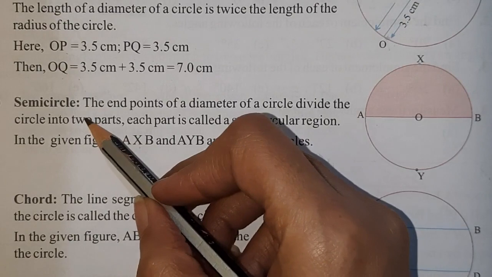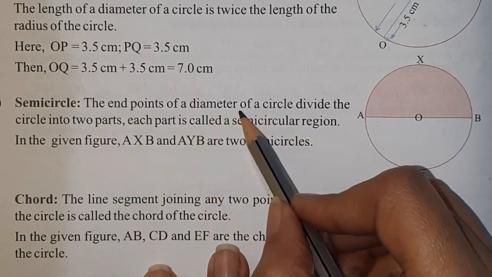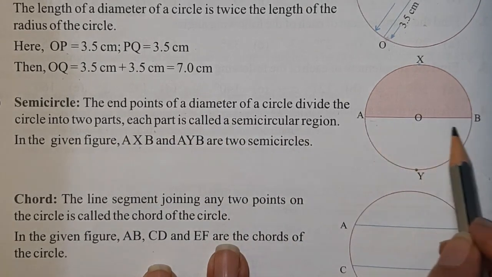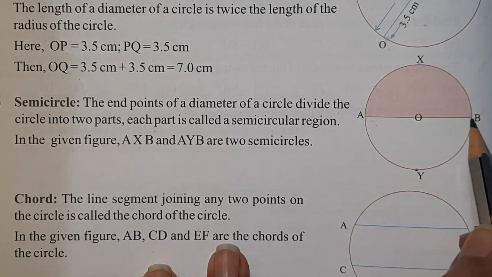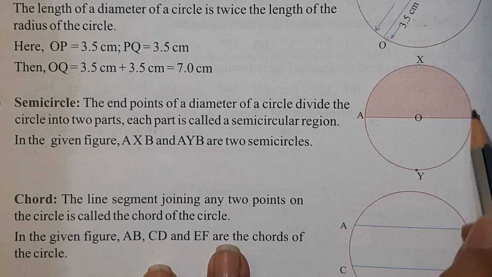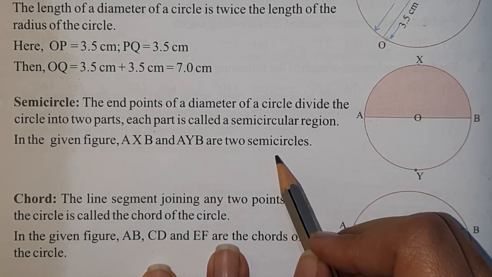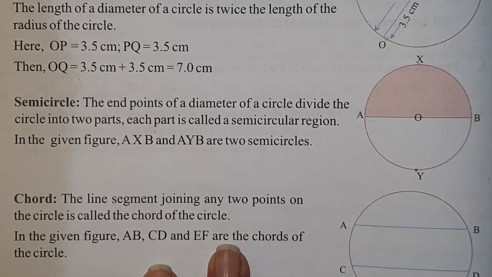Now next is semicircle. The endpoints of a diameter of the circle divide the circle into two parts. This diameter is dividing the circle into two parts, and each part is known as semicircle, or we can simply say semicircle is the half of the circle.